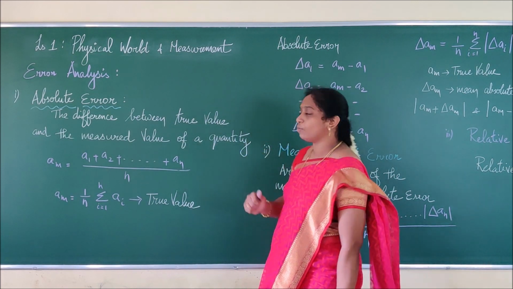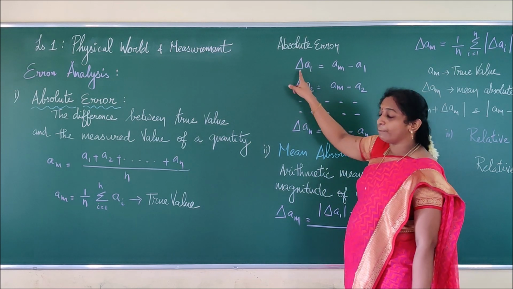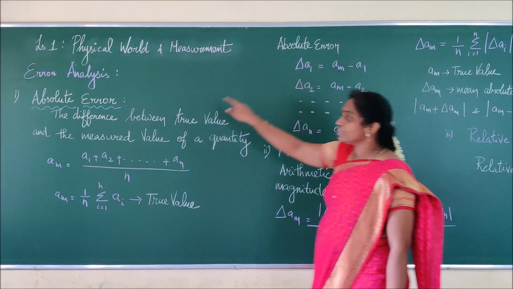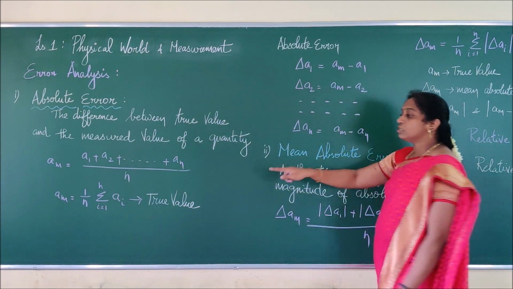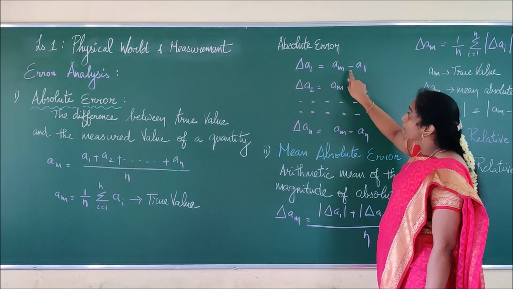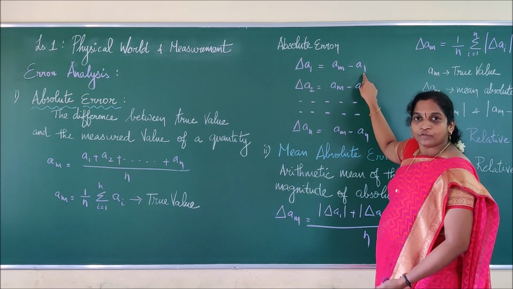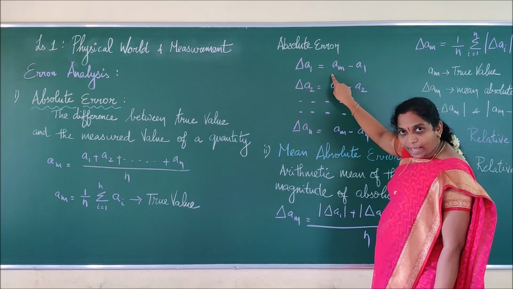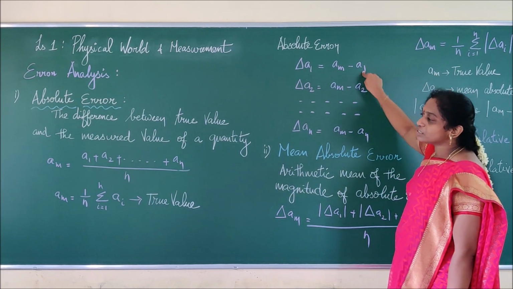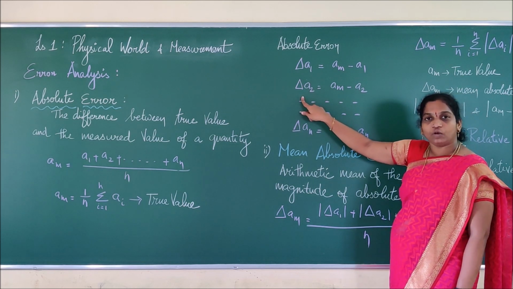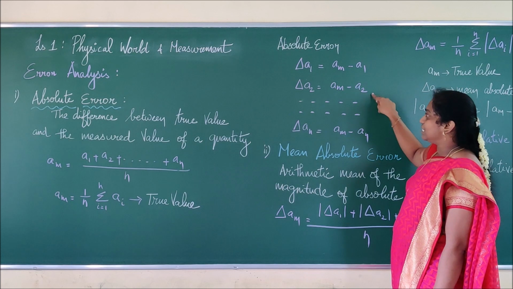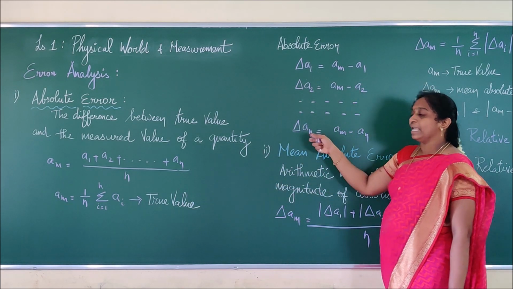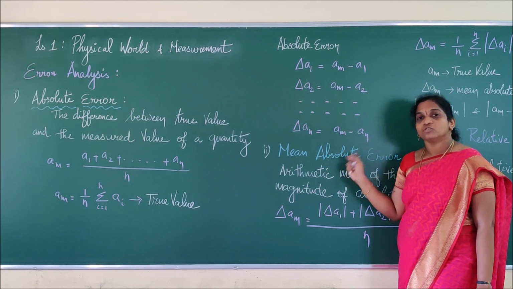Then how to obtain the absolute error? It is represented by delta. Delta A1 is equal to the true value minus the first measured value. The true value is the arithmetic mean value, so delta A1 equals AM minus A1. Similarly, the next absolute error, delta A2, equals AM minus A2. We can go on repeating for all the 10 values or 5 values we have taken, so delta An equals AM minus An. That is how we calculate the absolute error.